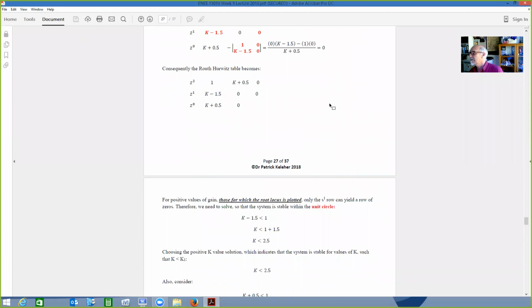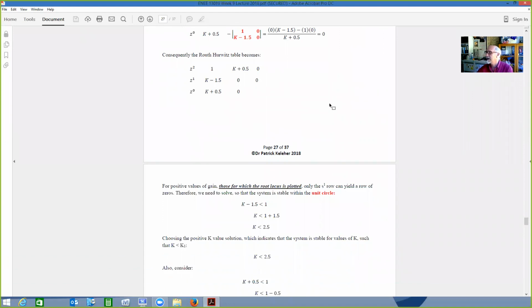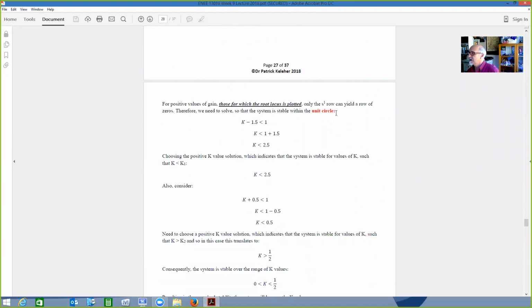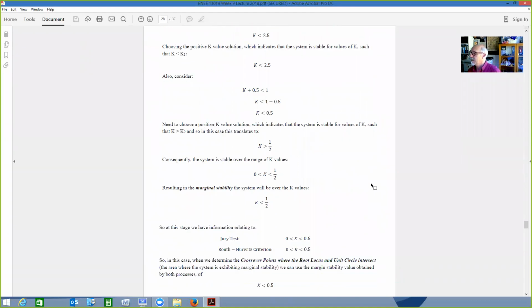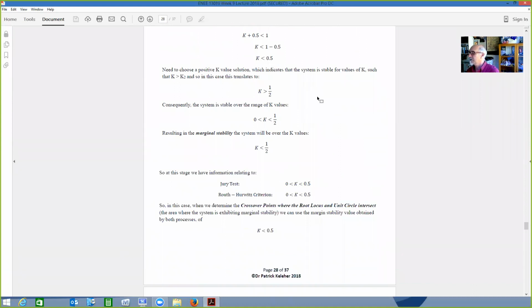So for positive gain, for those which the root locus is plotted, only the S1 row can yield a row of zeros. Therefore, we need to solve that. So we can solve that. Choosing the positive values, we choose that. So also we can see. So now, ultimately, we will get the same response. But as I say, you choose either, but if you get misleading information, go and apply the other one. So in this case, it's worked out okay.